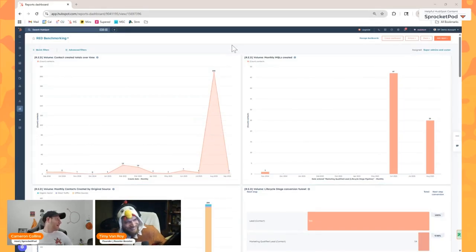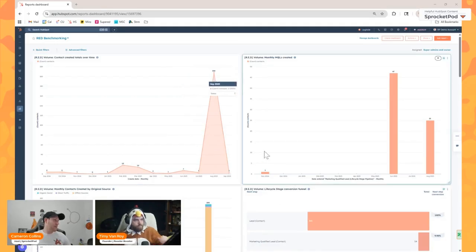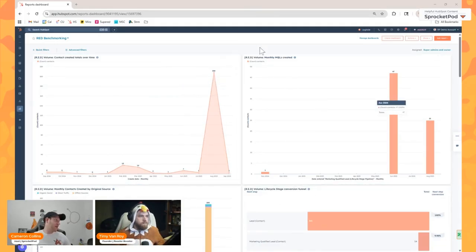Check it out. All right, so my 3 key reporting elements that I want to start with are going to be the ones on the top right here, kind of forming this backwards upside down L. So first off, we have contacts created over time. Super, super simple report. But to me, this is a huge way to know if the basics are working.